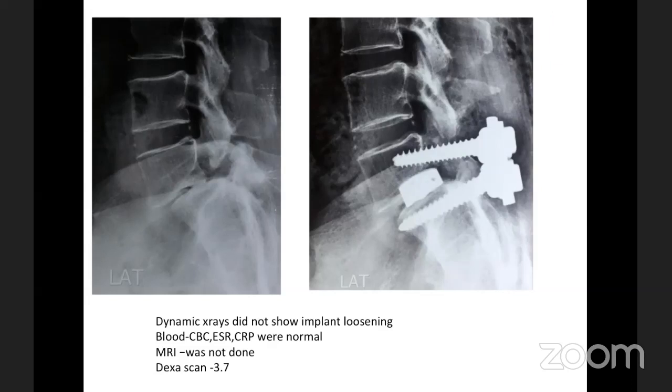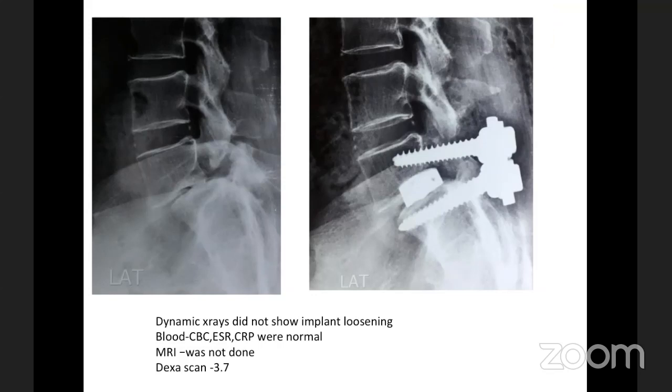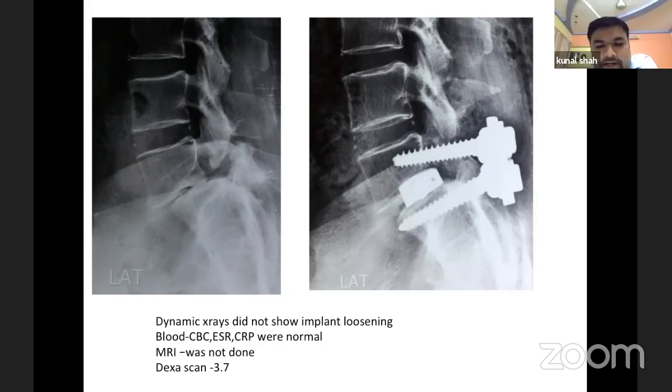One comment just in terms of systems: is it true, Dr. Kunal, that you inherited this patient from your orthopedic colleague who did the index surgery? Is that accurate? Yes. Okay. And your orthopedic surgeon colleague is not spine trained. Is that right? Spine trained, correct.